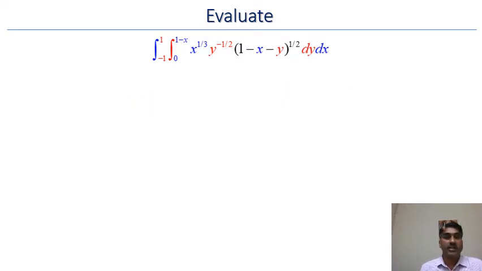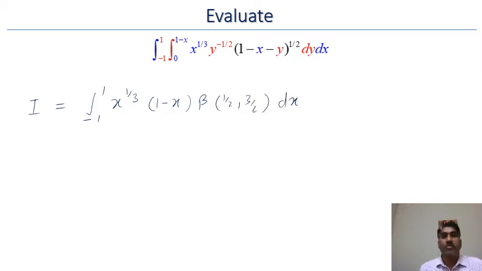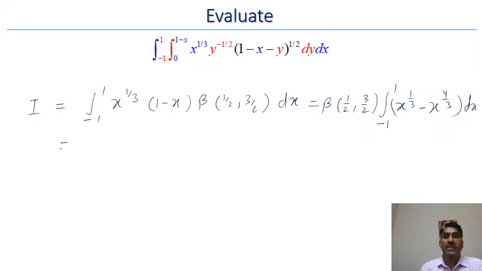So we will get I is equal to the integral from minus 1 to 1 of x to the power 1 by 3, and I1 is (1 minus x) beta 1 by 2, 3 by 2 dx. This is our I. Now beta can be taken outside, so we have beta 1 by 2, 3 by 2. This is a constant term, simply a factor, and the integrand can be written as x to the power 1 by 3 minus x to the power 4 by 3 dx.